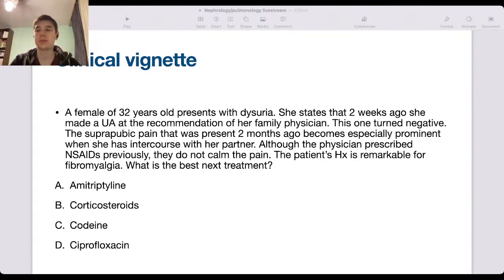Okay, so we have an A. Could you explain why you chose A? Or D, actually. For fibromyalgia, okay.